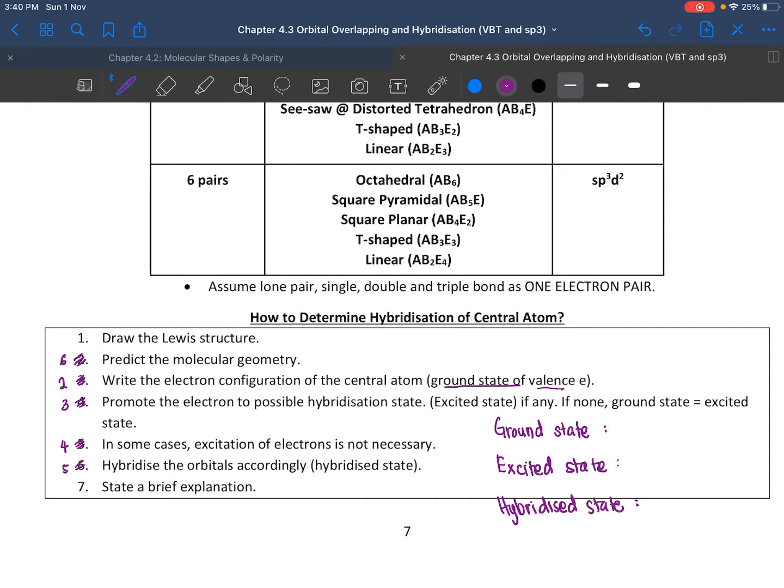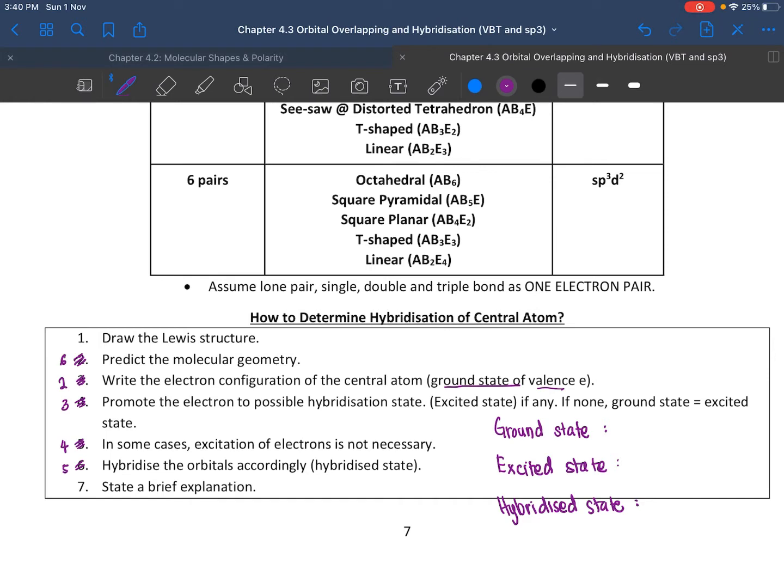And then, macam tadilah sp, sp2, sp3, sp3d and sp3d2 tu kita kena determine. Once kita dah determine semua, so kita kena predict the molecular geometry that we need to draw. Macam tadi, kalau sp3 hybridized, we know that the shape is tetrahedral. Kalau sp2 is trigonal planar. Kalau sp is linear, that's mean kamu kena hafal lah. Okay, shape-shape dia apa.